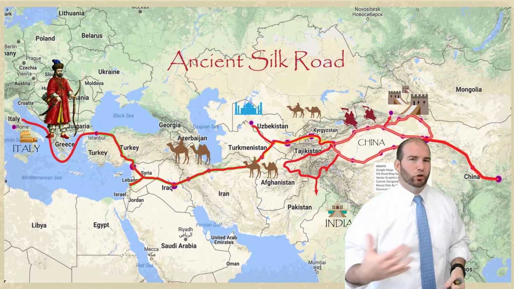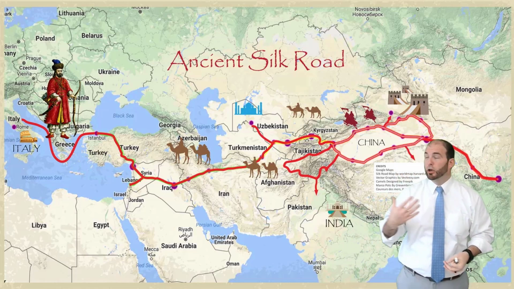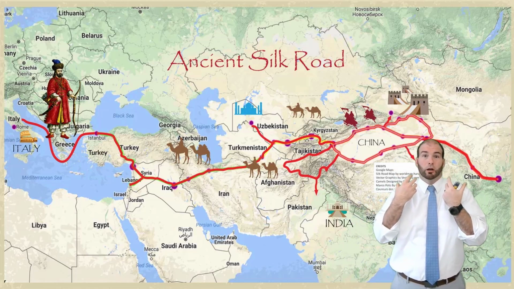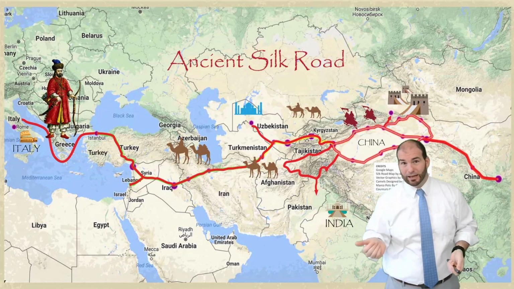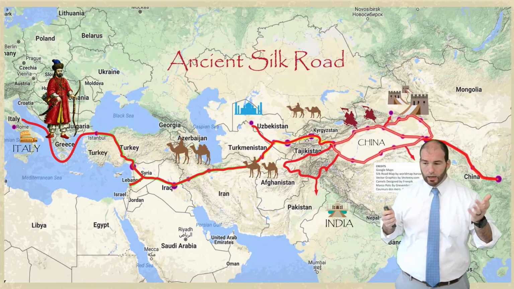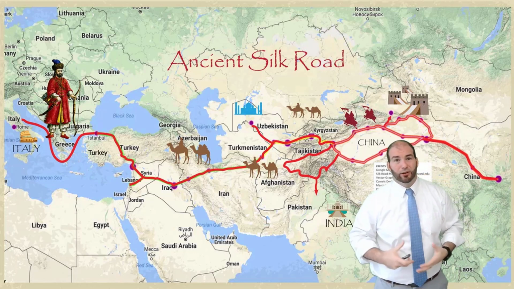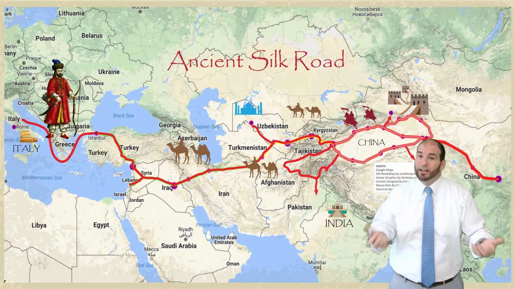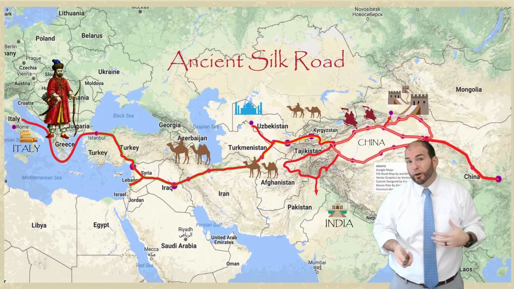So countries that trade very heavily with each other are usually on good terms, even way back in the day. So modern day, like in America, we trade very heavily with a lot of countries, and we have to stay on good terms with them because we want their stuff and they want our stuff.